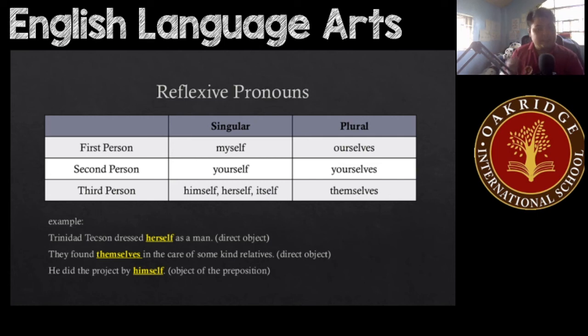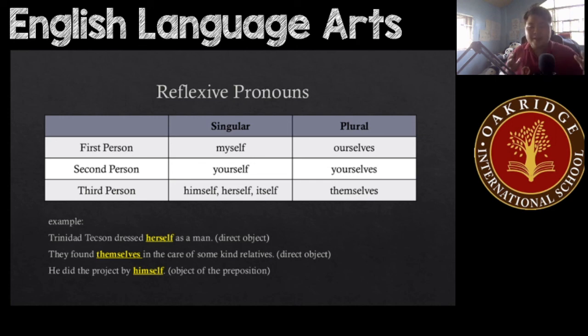But let's go to the second example, which would be best. They found themselves in the care of some kind relatives. When we remove themselves, it would be, they found in the care of some kind relatives. It doesn't stand. The next one: he did the project by. It doesn't stand either.